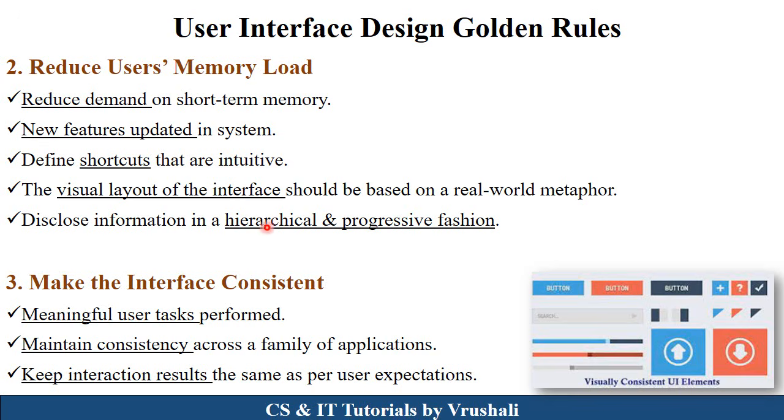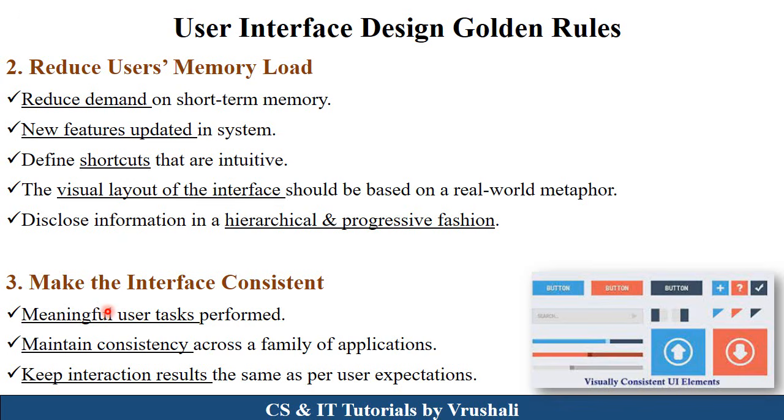And also all the information is shown in a hierarchical and progressive fashion. Let's take an example of Microsoft Word. There is an Edit option, and under Edit there are cut, copy, paste. This kind of option is given, so this is called the hierarchical manner. Grouping functionalities: similar types of features are added in one group, right? So they reduce the user's memory load.